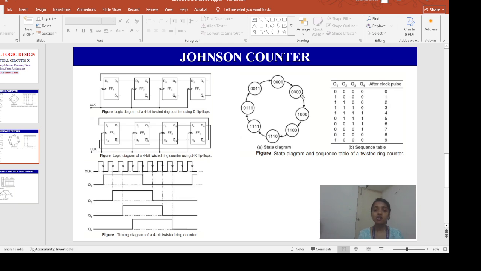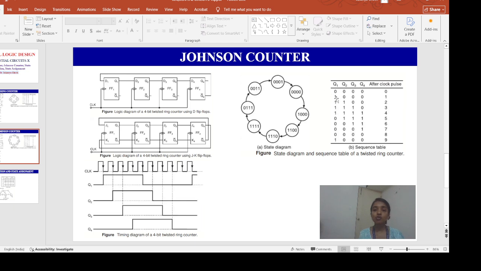So if 0 0 0 0 is my initial state, how will it count? See here, let's say all the states are 0 0 0 0. When the clock pulse is 0, when you haven't applied any clock pulse, and then the first clock pulse is applied, what will happen?